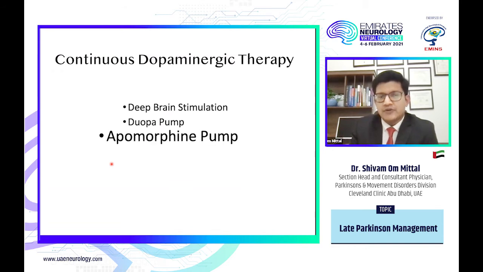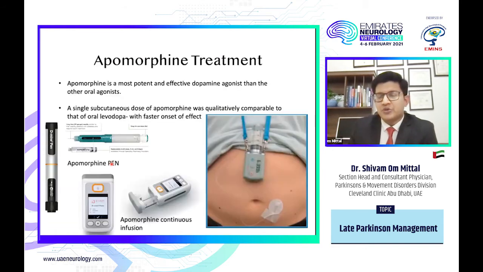And coming to apomorphine, apomorphine is one of the oldest medications, actually. It's a dopamine agonist, and it works as good as levodopa-carbidopa. This is one of the fastest acting and the most potent dopamine agonist. And its use was limited because of the nausea side effects.